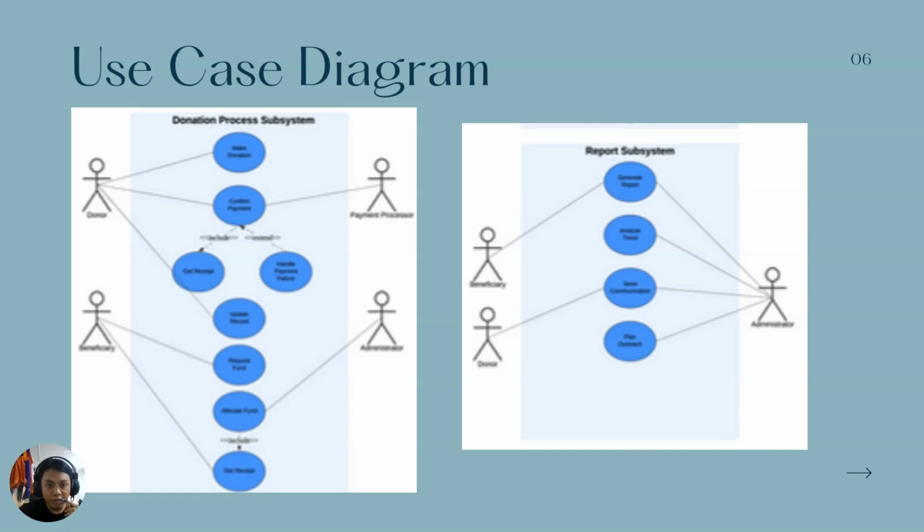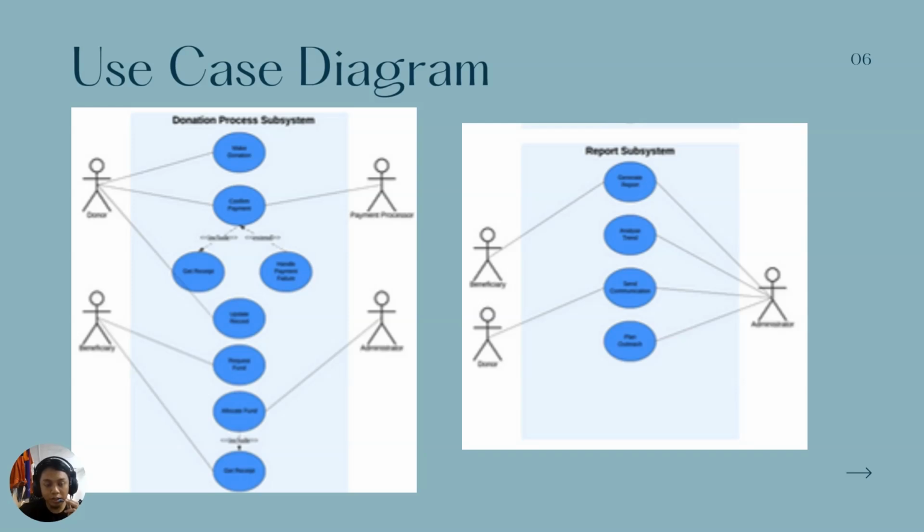Then the beneficiary can request a fund. Then the administrator can view the fund and allocate the fund needed based on the request made by the beneficiary. Then if the allocated fund succeeds, the beneficiary will get the receipt for the funding. Then after all of this has been done, we have the report system.